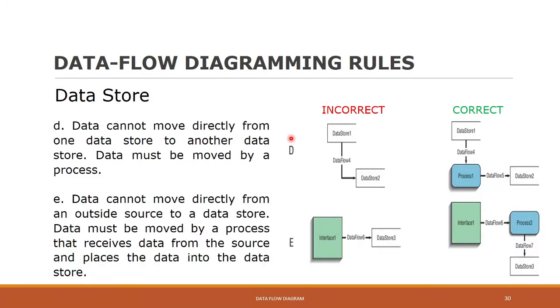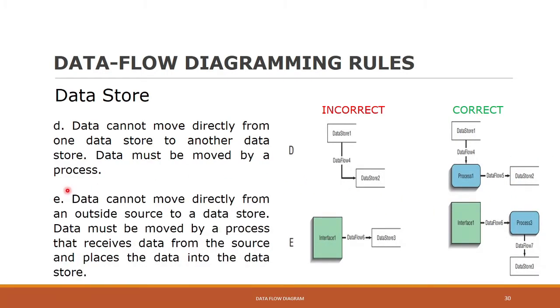Then let's move to data store. The letter D rule under data store: data cannot move directly from one data store to another data store. Data must be moved by a process. As you can see here, the incorrect one only uses a data store to data store. This should be the correct one. You should put a process symbol before going to another data store.